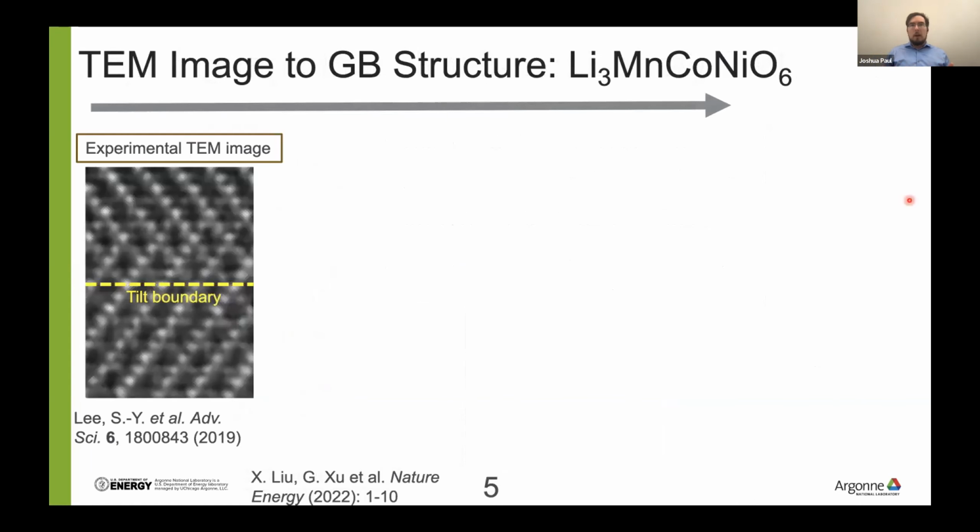So to run Ingrained, the first thing you need is a TEM image. If you don't have an experimental image to match against, then the framework of matching to an experimental image isn't going to function. On the left here, I have the experimental TEM image of the grain boundary for the cathode material. You see here the grain boundary forming a tilt right there.